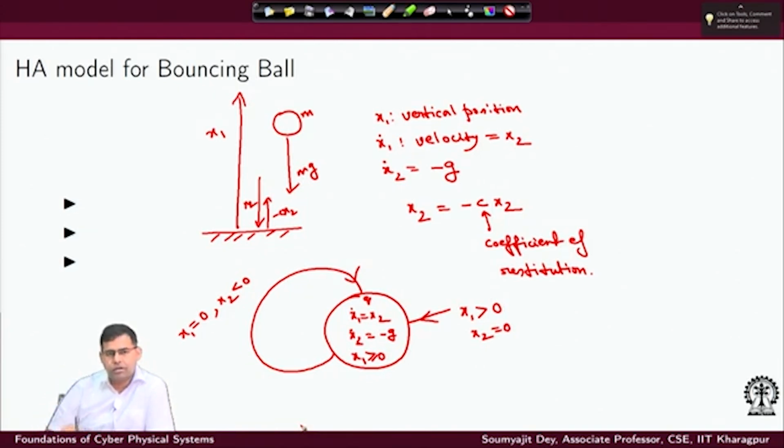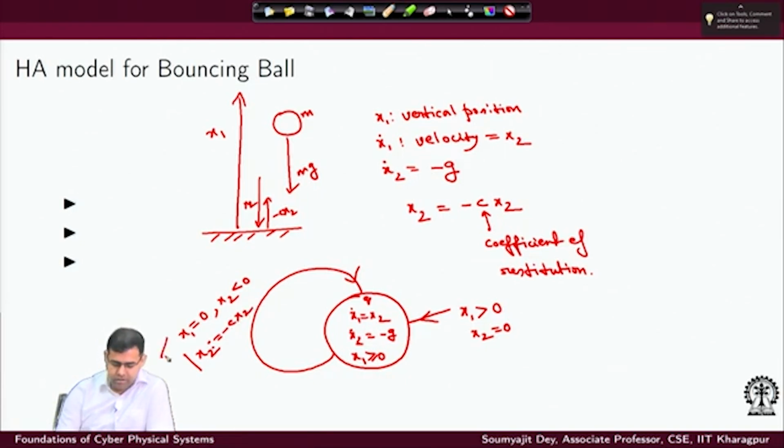I have it when the ball is coming down. So, you have x2 less than 0, you are coming down and you are just touching the surface, that means x1 is equal to 0. And as a result what we have is this reset. So, this is the reset condition, you can see this is another non-trivial reset condition, minus C x2.